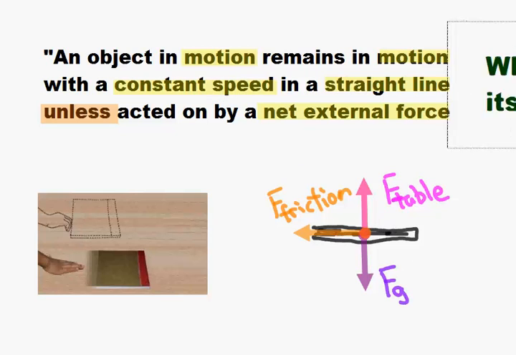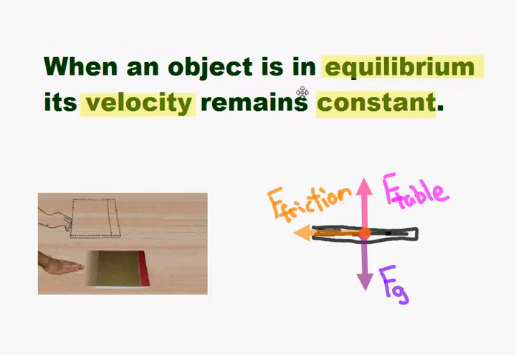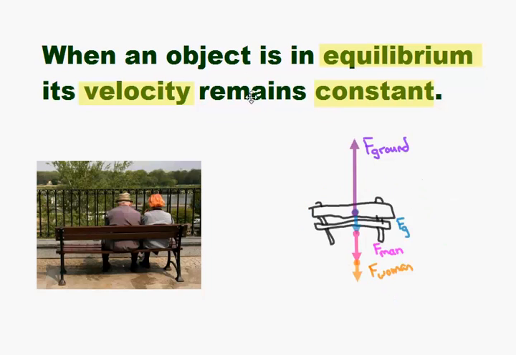So let's again replace this with the same statement I had before. When an object is in equilibrium, its velocity remains constant. Well, looking at this book as it's sliding across the desk, it is not in equilibrium, so its velocity will not remain constant. So you can see, you can replace that long statement of Newton's first law with just this one. It works in both cases, the same statement.